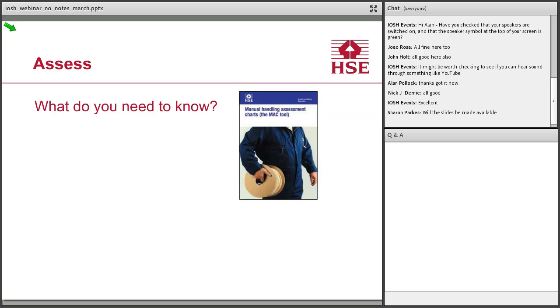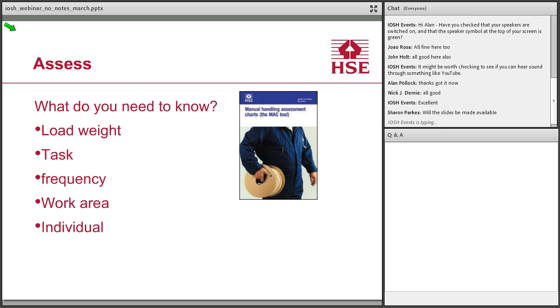So thinking about what we talked about earlier, take a few seconds and write what you need to know to start working out what the problems are with these windows. Okay, what you need to know obviously is the load weight, what the task is, frequency, work area.